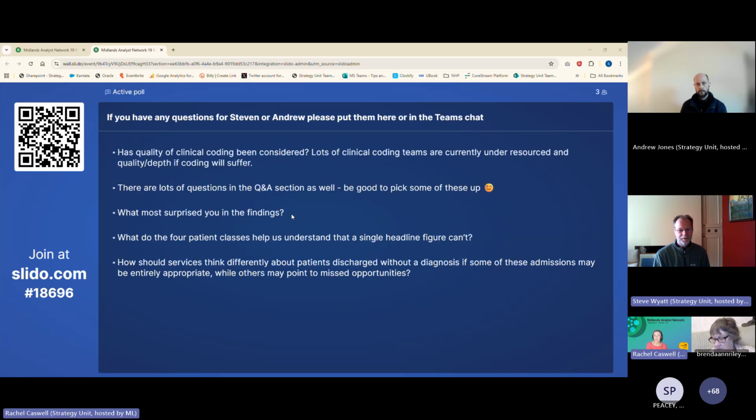Yeah, and it's looking through those different lenses. It looks completely different, doesn't it? And things can sort of shine out as something that you can do differently, because you're understanding that cohort better. So I'm just going to this bottom one here because that was on first. Related to that really, how should services think differently about patients discharged without a diagnosis, bearing in mind that some of it is entirely appropriate, whereas in others it is that missed opportunity?